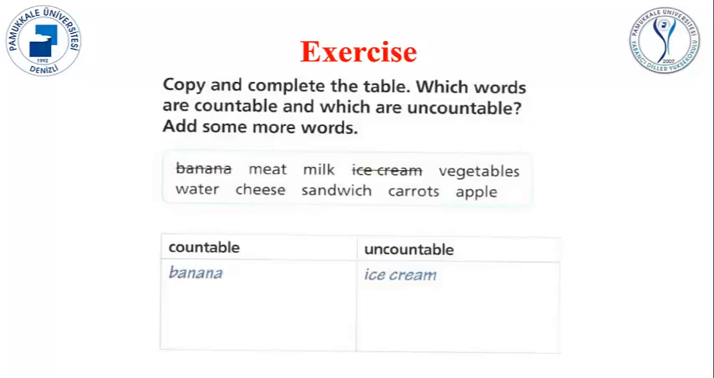And exercise here, copy and complete the table. Which words are countable and which are uncountable, add some more words. Countables are, we can match the numbers, so we say countable, and uncountable, as you remember, we can't count them. Countable, like vegetables, carrots, apple, and sandwich, and uncountable, meat, milk, water, and cheese.